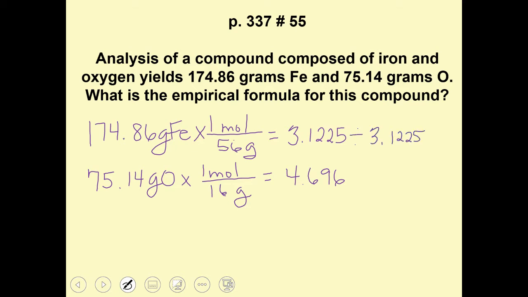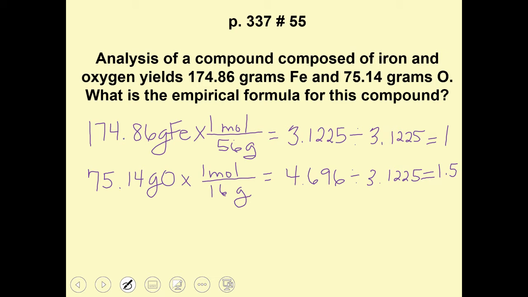So this is the smallest one, 3.1225. And up here I got 1. And down here I get 1.5. Okay. When you divide the 4.696 by the 3.1225, you get 1.5039. That's close enough to round it off to 1.5. You cannot round that 1.5 though up to 2.